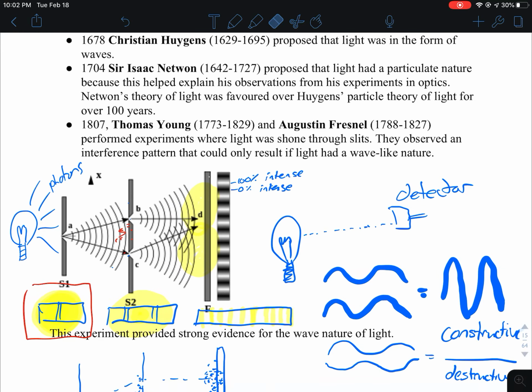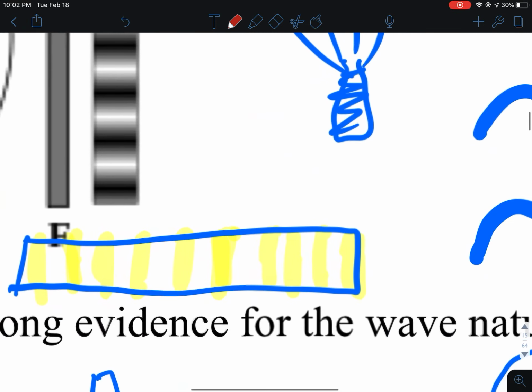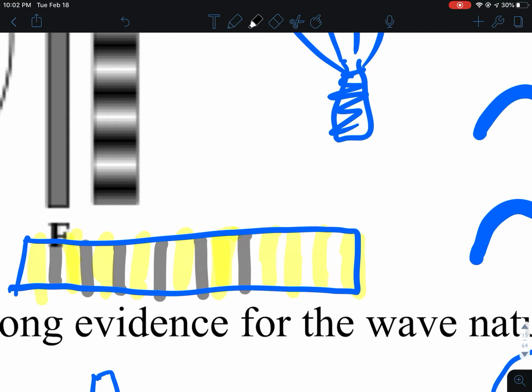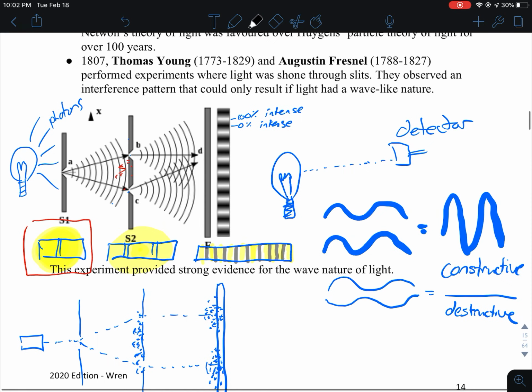But instead, what they observed was this weird interference pattern. I've drawn out what this might look like here. Little lines of light with bright spots and then dark spots in between. We could think of these as darker lines or nodes, places of zero light. And that's very peculiar.